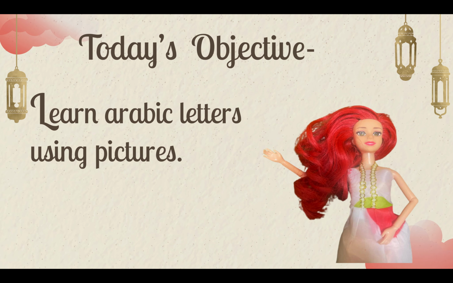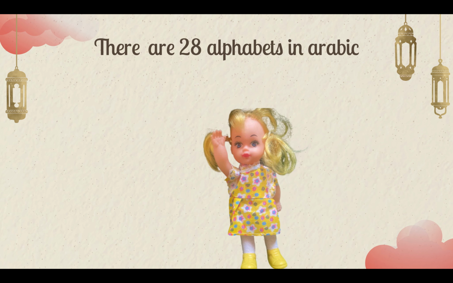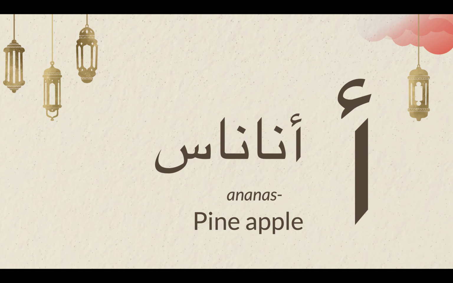Today's subject 2, learn Arabic letters using pictures. There are 28 alphabets in Arabic. First one, Alif. Alif for ananas. Ananas means pineapple.